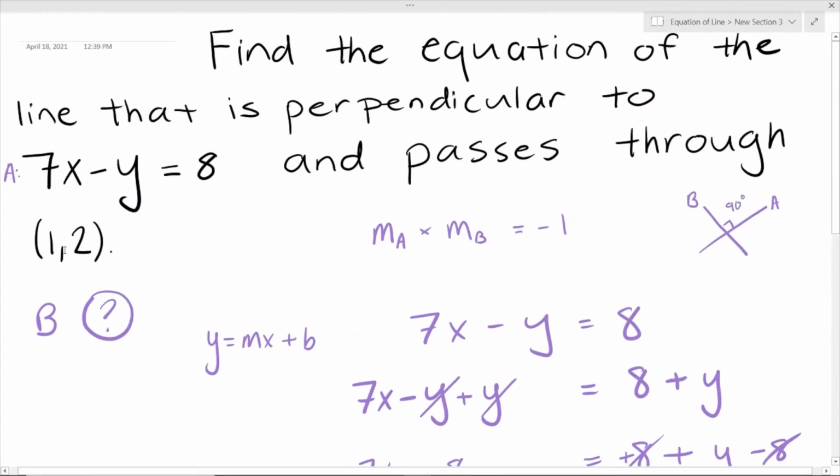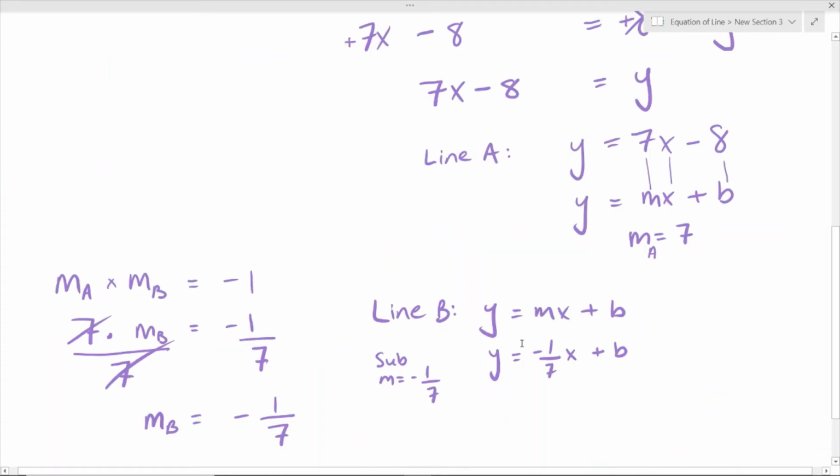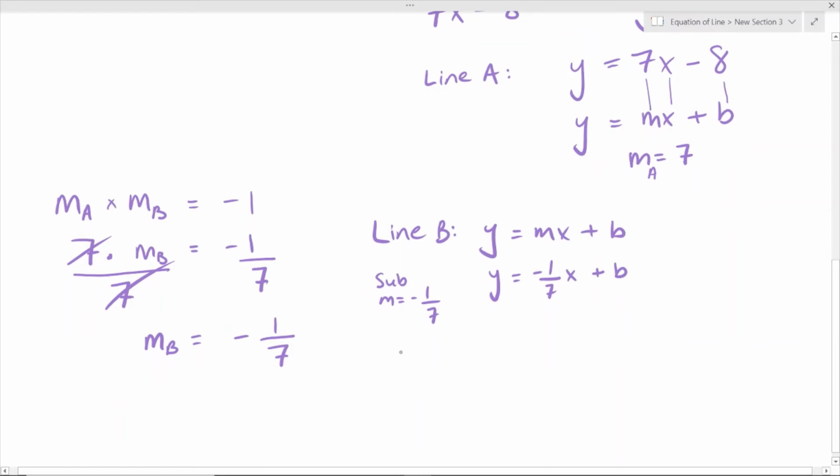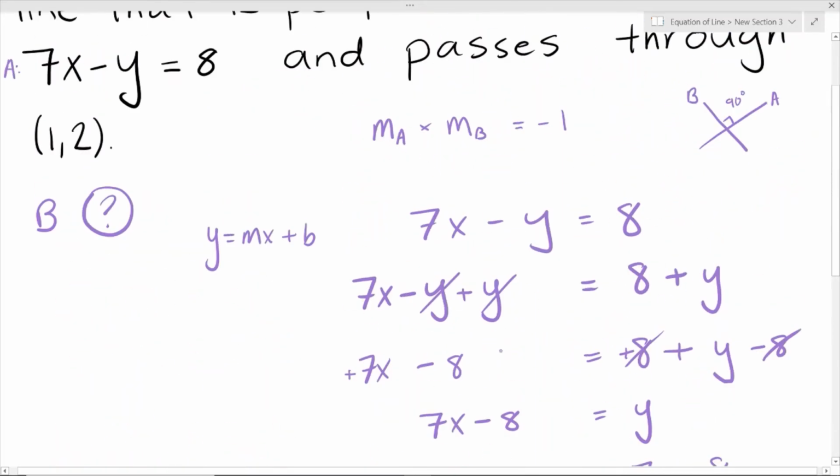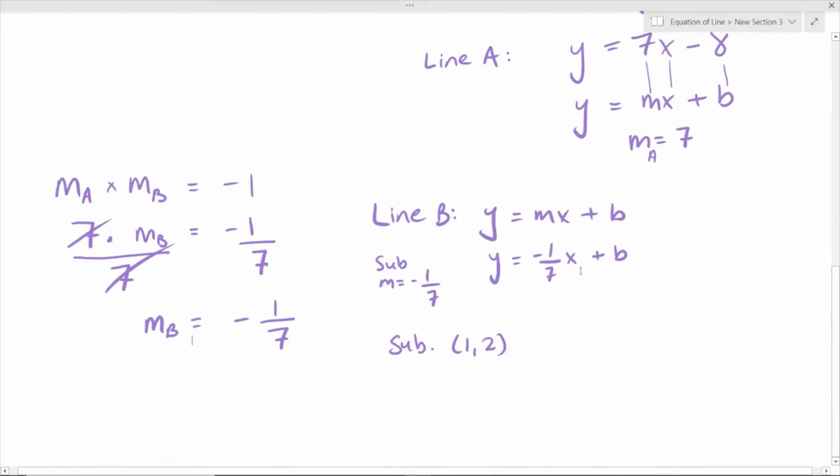And to find that, we have a point right here. It passes through (1, 2). So if line B passes through (1, 2), that means that this point must satisfy the equation when plugged into x and y. So we have to sub in the point (1, 2), as shown right here. And we have to recognize what (1, 2) means. Well, the x is going to be equal to 1, the y is going to be equal to 2, so x equals 1, y equals 2. That's what we're basically doing.